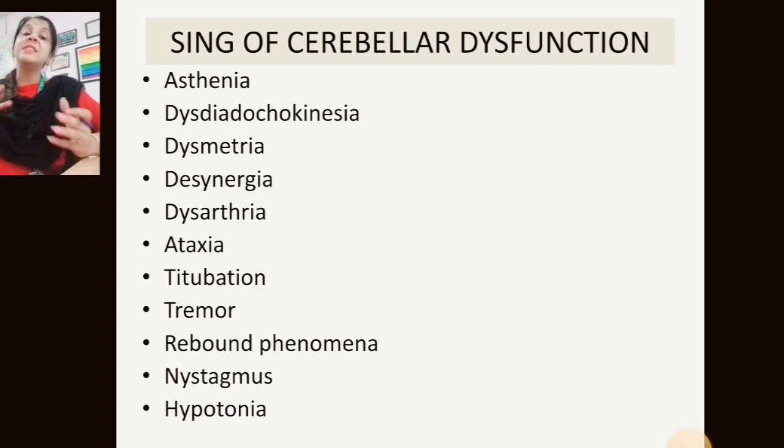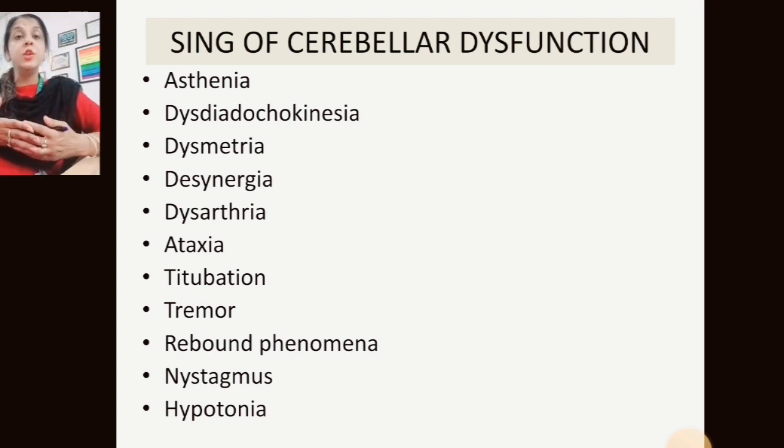The patient may have asthenia, that is generalized weakness due to the cerebellar pathology. The patient may have dysarthria, where the articulating component of speech becomes hampered. The patient may have tremors, where oscillatory movement is hampered. The patient may have hypotonia due to lack of muscle tone. The patient may have nystagmus, inaccurate eye movements. So there are different pathologies of the cerebellum if there is any lesion in the cerebellum.